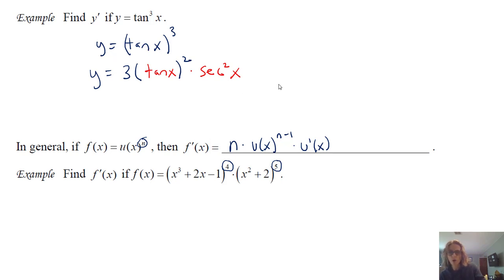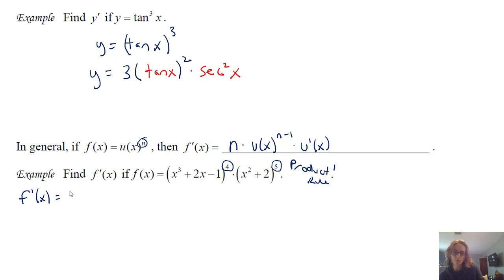Okay, so we are going to use the product rule here. We do need the product rule. And we also need the chain rule. So now we're getting into this idea of using multiple rules in each problem. So I'm going to write my derivative notation. Don't forget about that, f prime of x.